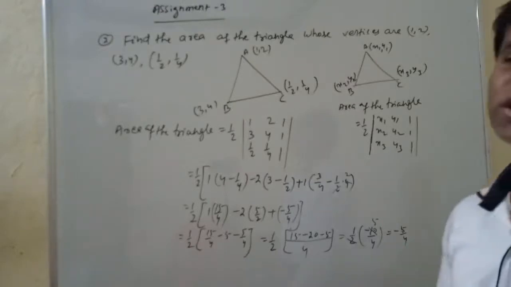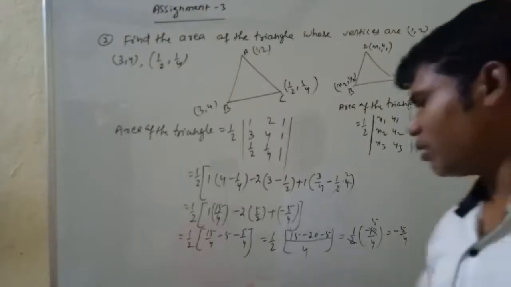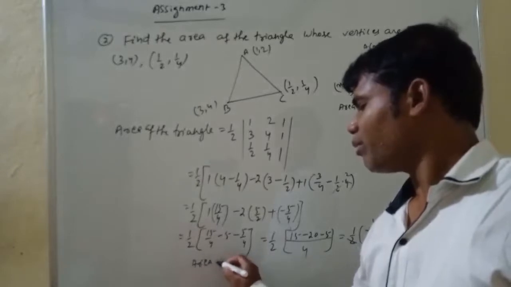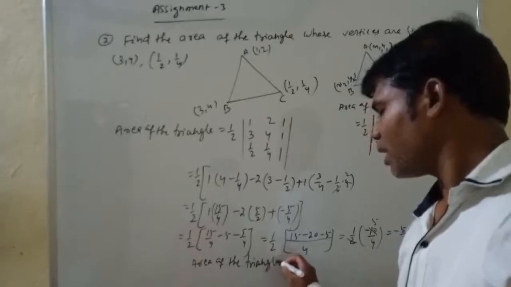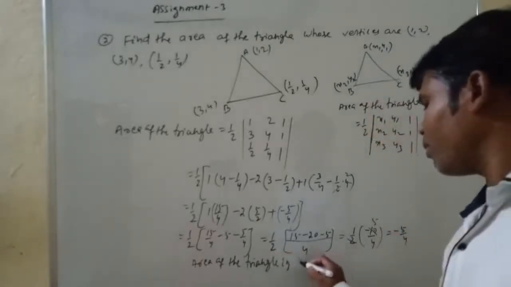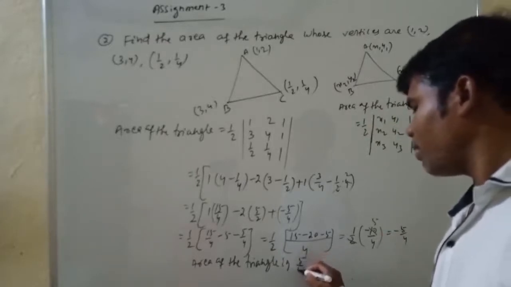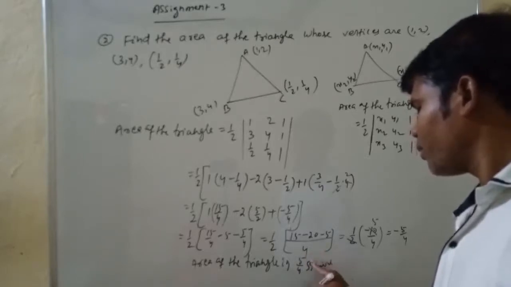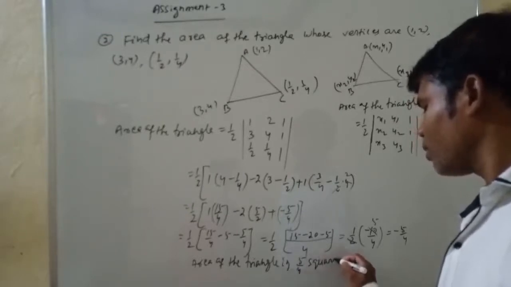You see, area is never negative, so we will consider it as positive. That is, area of the triangle is equal to 5 by 4 square units.